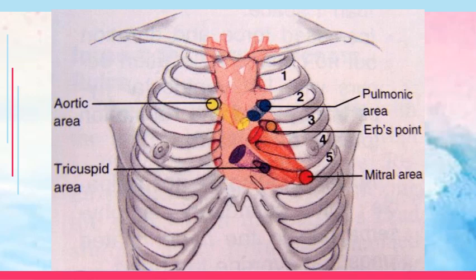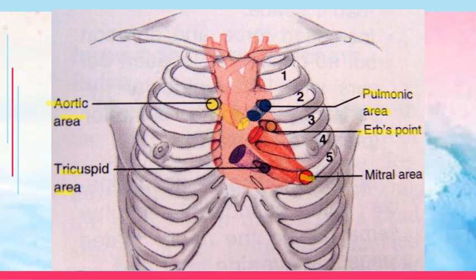So if I say aortic area, you're expected to memorize that your aortic area is found on the second ICS right of your sternum. So this is the second intercostal space to the right of your sternum. Then opposite to your aortic area, you have your pulmonic area. Then you have your Erb's on the third ICS. You have your tricuspid area somewhere in the fifth ICS. And then you have your apical pulse or point of maximum impulse found in the mid-clavicular line of the fifth ICS.